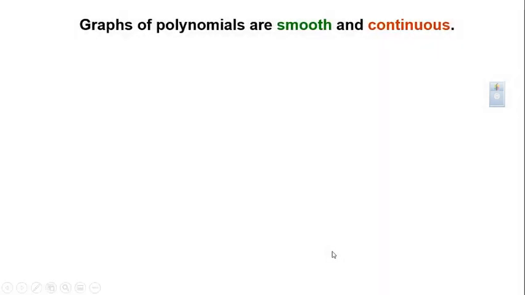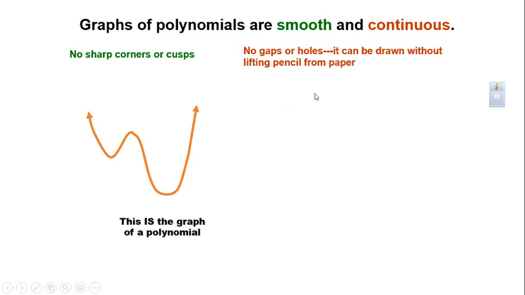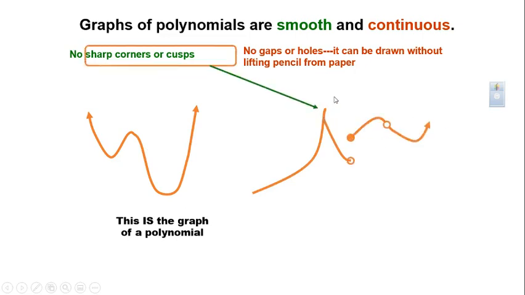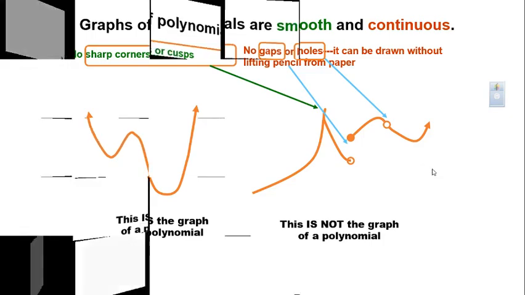An additional characteristic of polynomial functions is this: their graphs are what we call smooth and continuous. That means the graphs have no sharp corners or cusps. They are smooth, and there are also no breaks. So this little graph here is like a polynomial, but this graph I just drew is not a polynomial because it has sharp corners here, or cusps. It has a break or a gap, and also there's a hole in the graph. Those disqualify this graph from being the graph of a polynomial.